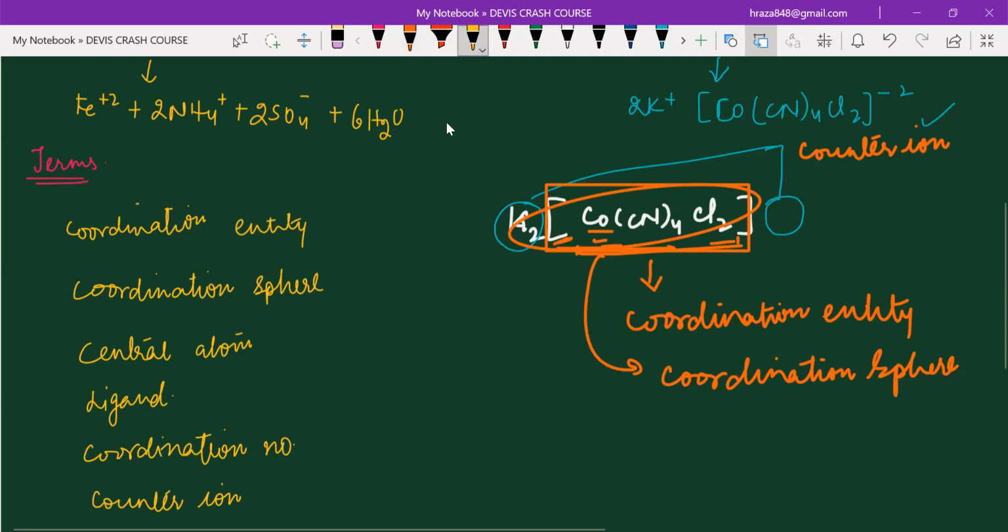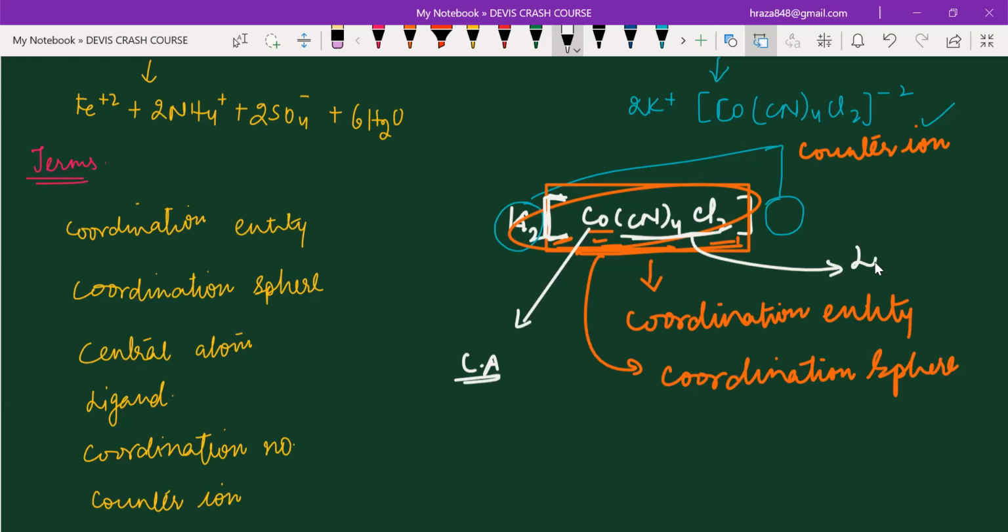Now come to the next point, which is your central atom. The one right after the left-hand bracket is your central atom. Except for the central atom, all the species are known as ligands. Then comes the counter ion, which I already explained.